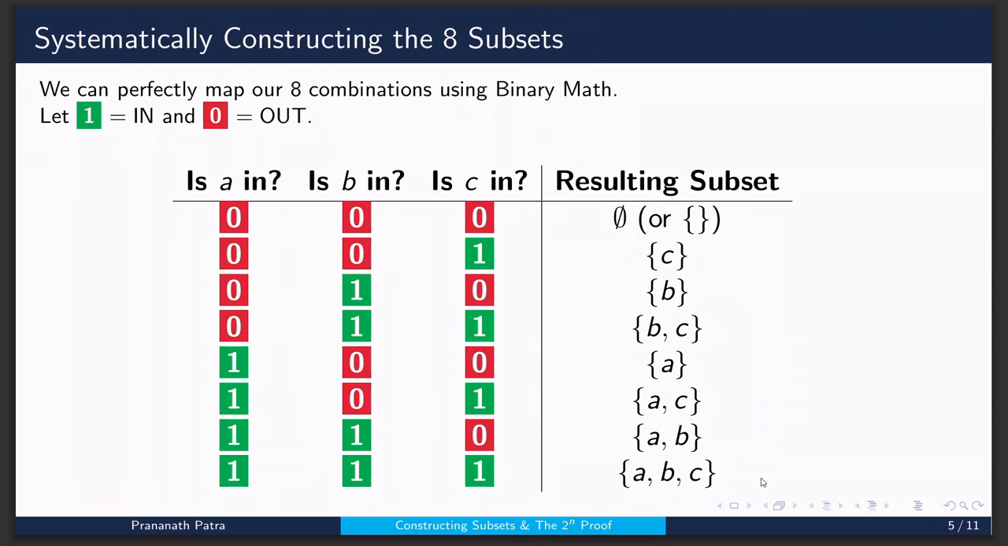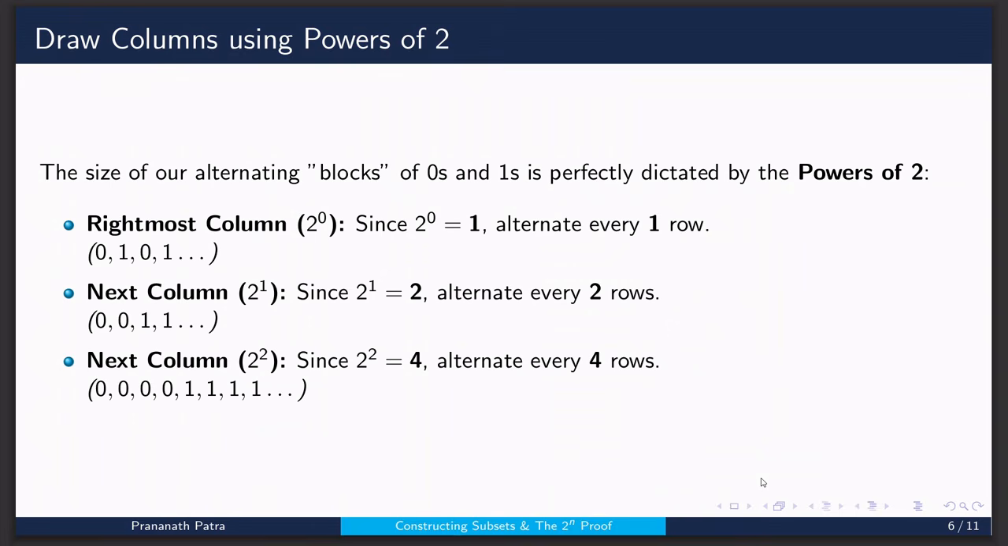How do we draw this table on paper without messing up? We draw columns using powers of 2. The size of our alternating blocks of 0s and 1s is perfectly dictated by the powers of 2. For the rightmost column, 2 to the 0 equals 1, so we alternate every 1 row: 0, 1, 0, 1. For the next column, moving left, 2 to the 1 equals 2, so we alternate every 2 rows: 0, 0, 1, 1. For the next column, 2 to the 2 equals 4. We alternate every 4 rows: 0, 0, 0, 0, 1, 1, 1, 1.